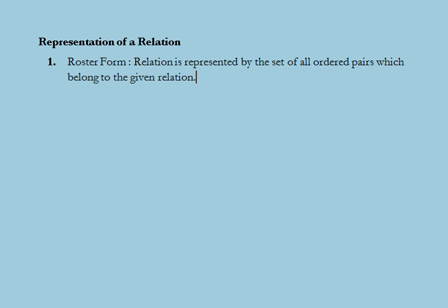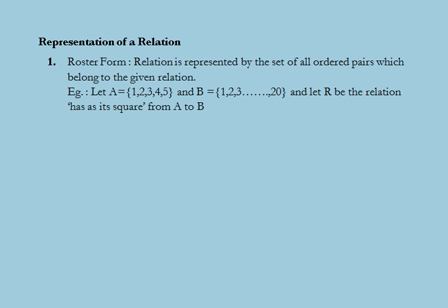For example, let us suppose A consists of elements 1, 2, 3, 4, 5 and B consists of elements 1 to 20. Let us suppose R is the relation which is given as "has as its square" from A to B. Then the relation R is given as the pairs (1,1), (2,4), (3,9) and (4,16).